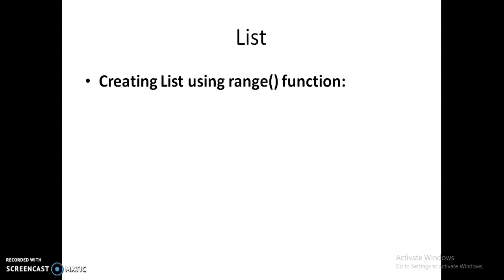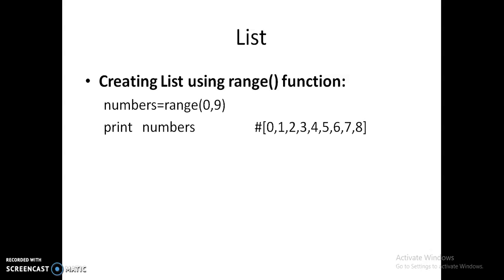Next, we'll see how to create a list with the range function. Okay. So by default, the range function return value is a list, so we can assign the range function value to a name which is created as a list. Here numbers is the name of the list, equal to range of 0 comma 9. It generates the values 0 to 8, assigned to the numbers list. So whenever you print the numbers list, it shows the values from 0 to 8 with comma separation.